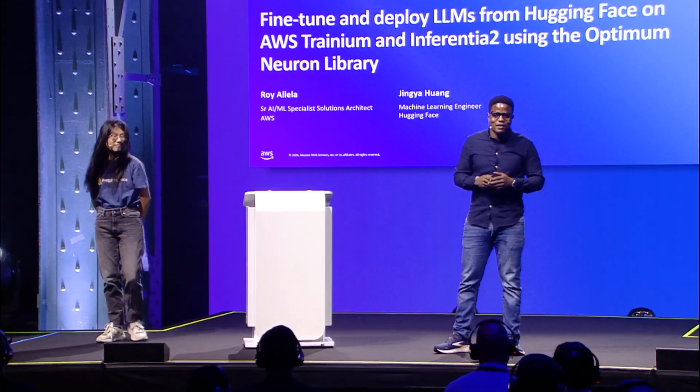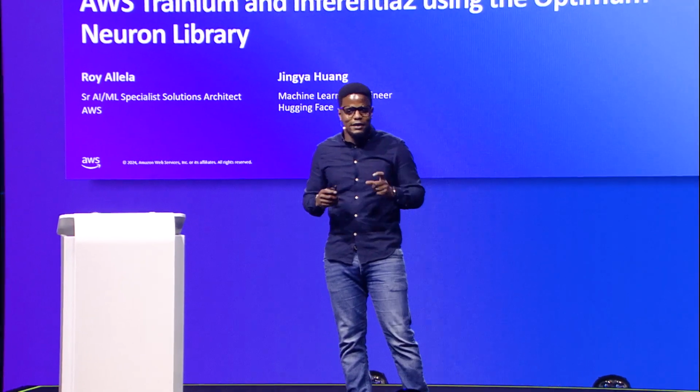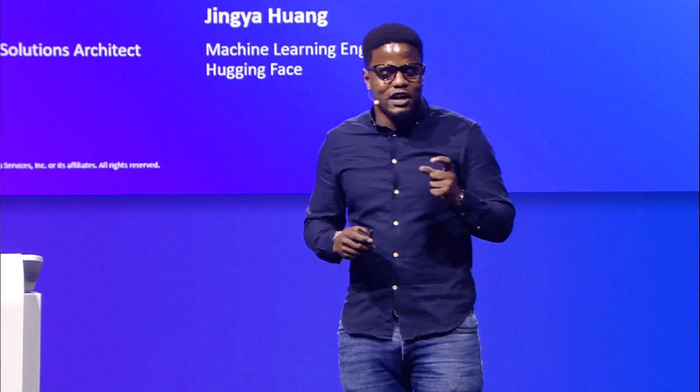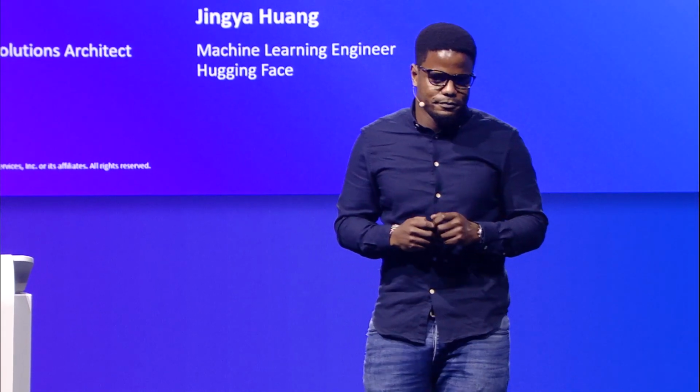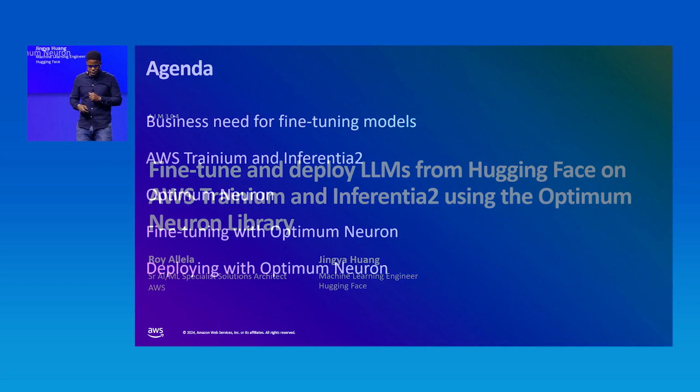Large language models offer a wide array of possibilities, yet adapting them for our use cases and deploying them can be a challenge. Today, we'll walk you through how to efficiently fine-tune and deploy these models on our purpose-built machine learning accelerators, the AWS Trainium and Inferentia, using the Optimum Neuron library from Hugging Face. We have a packed agenda, so let's dive in.